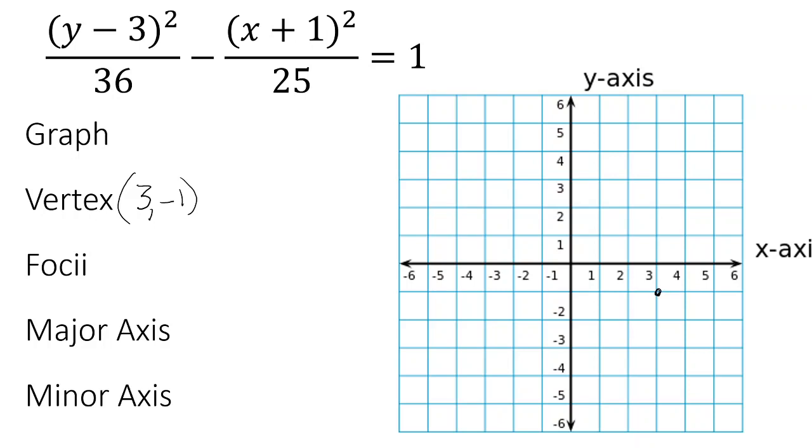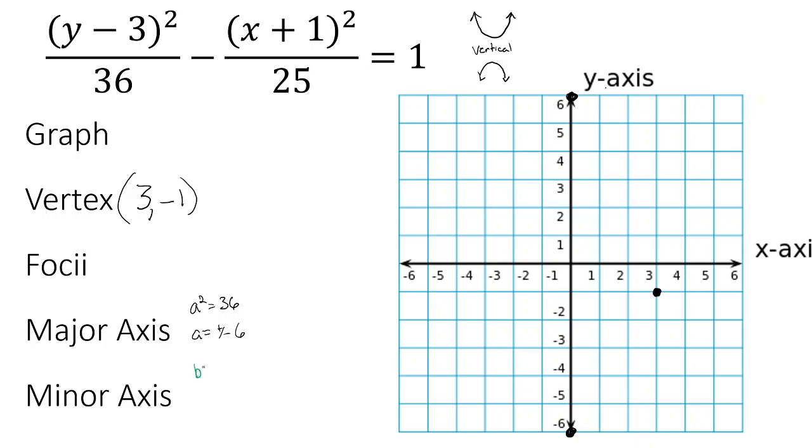3 over, negative 1 down. Now I could take my major axis. This one is going to open like this because y leads. Last one, x leads, so it opened left and right. This time y leads, so it's going to open vertical. So my major axis, which is the change in y, is a squared equals 36. A equals plus or minus 6. So I'll have a major axis at 6 and negative 6.